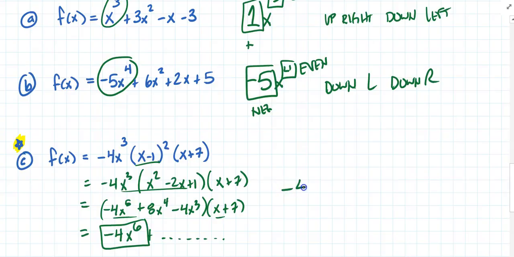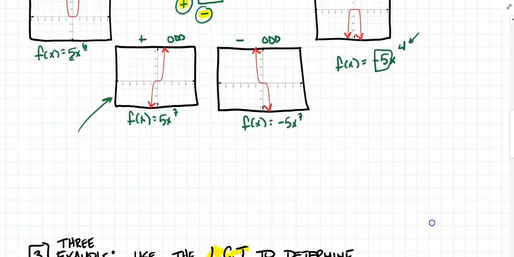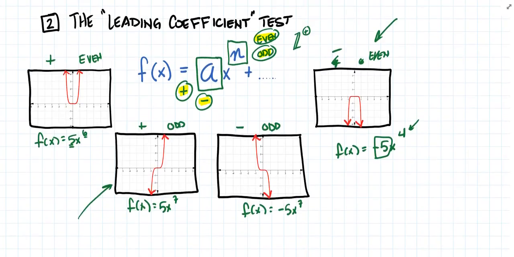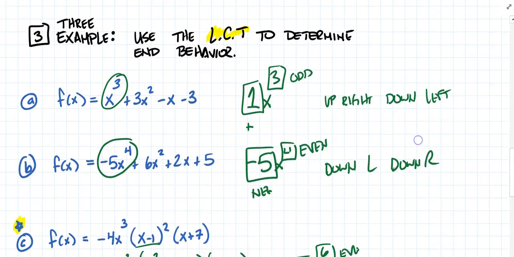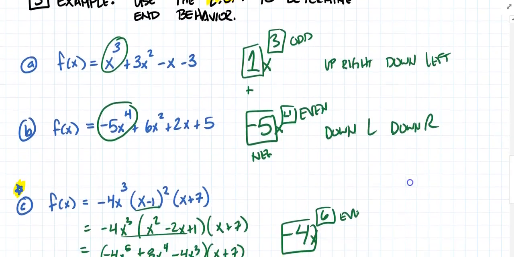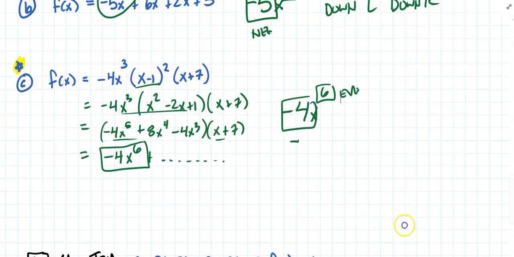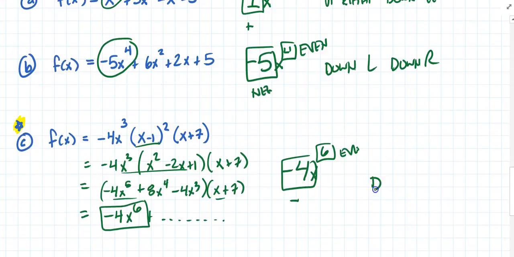So this is negative 4x to the 6. This number is negative, and this is even. So which one am I looking for? Negative and even, that would be this one over here. Again, the one that I messed up on earlier. So this is going to go down on the left and down on the right. Hopefully that part makes sense to you.